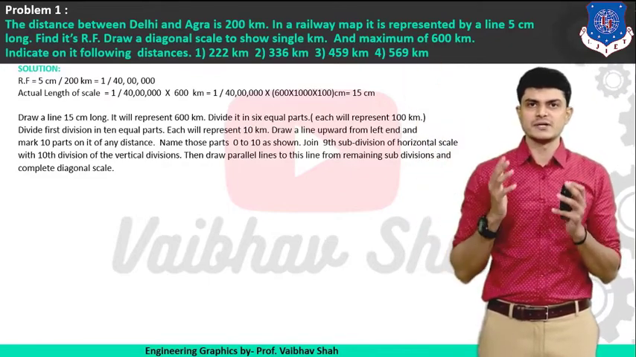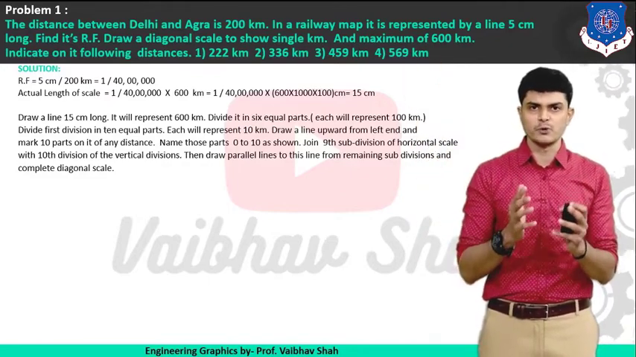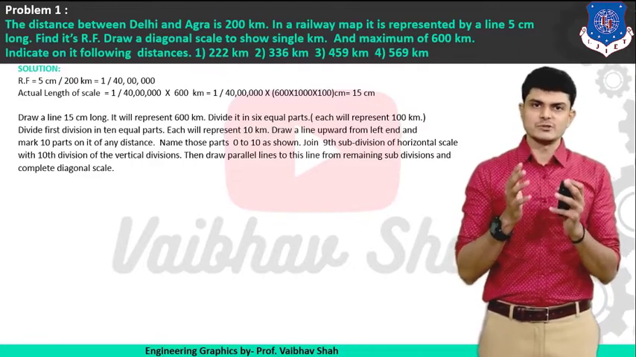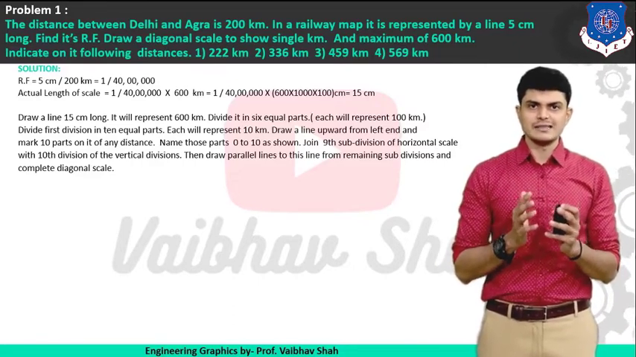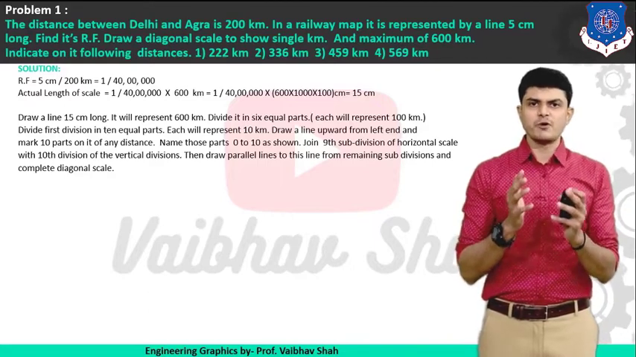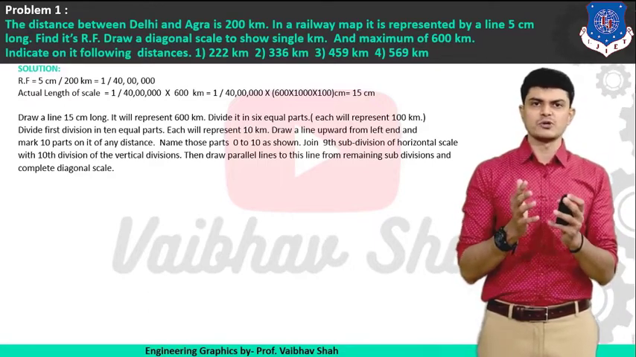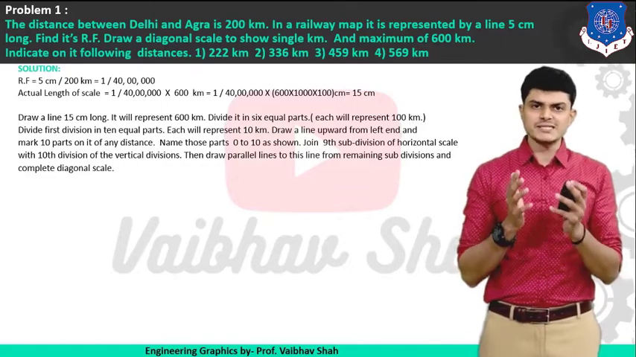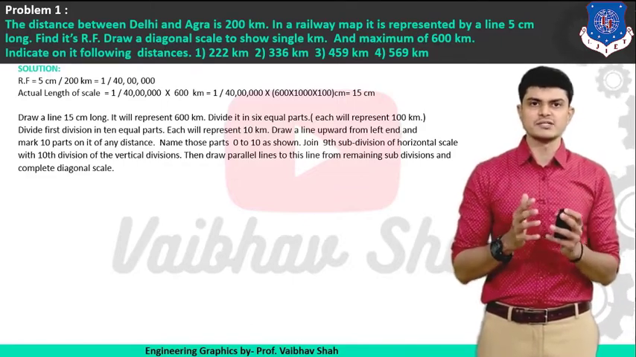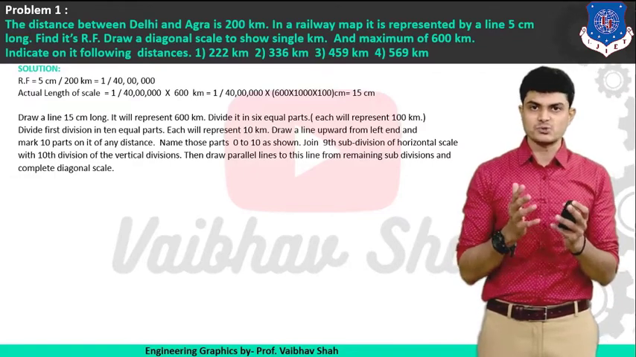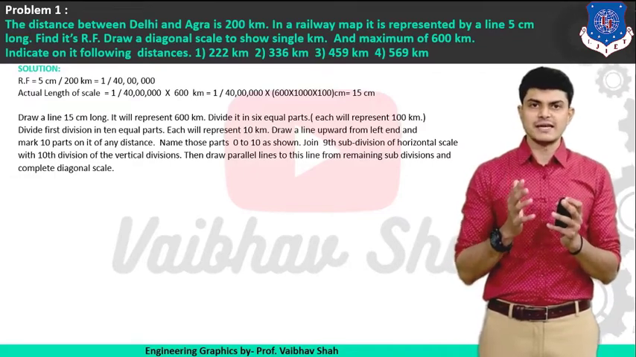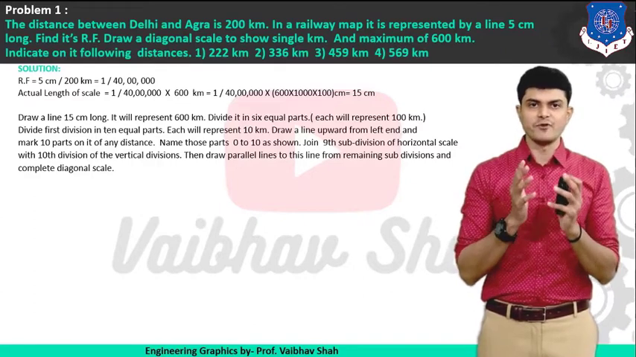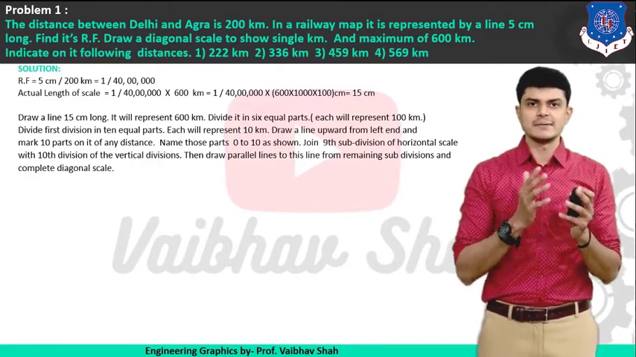Maximum of 600 kilometers. That means you need to put 600. So 1 by 40 lengths into 600 kilometers. Now let us ask ourselves, is it possible to draw 600 kilometers onto your drawing sheet? No. So now we must convert this 600 kilometers into what? Centimeters, right? So once again, let us remember 1 kilometer is equal to what? 1000 meters, and 1 meter is equal to 100 centimeters.